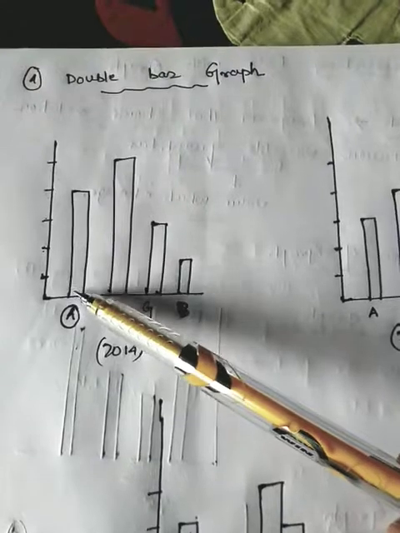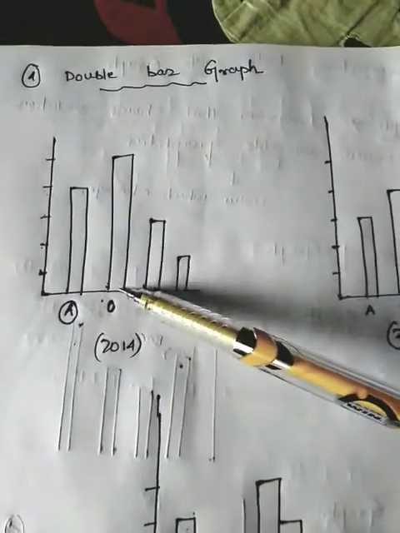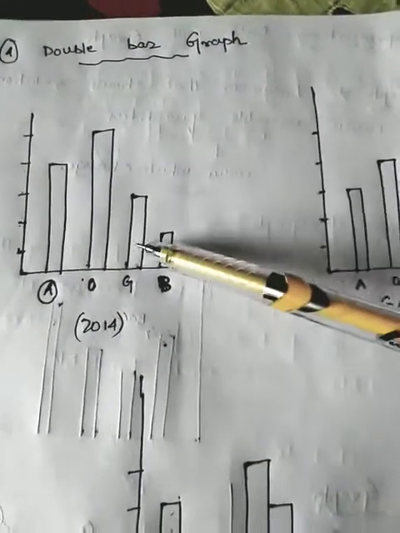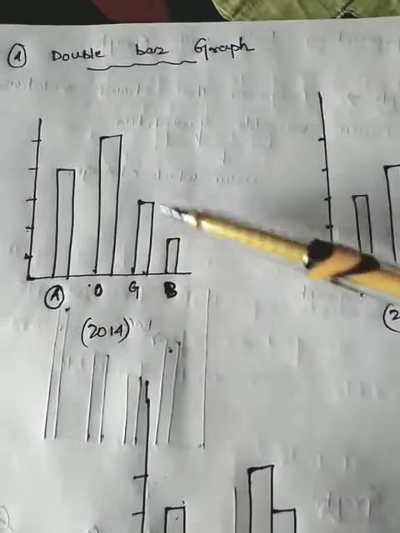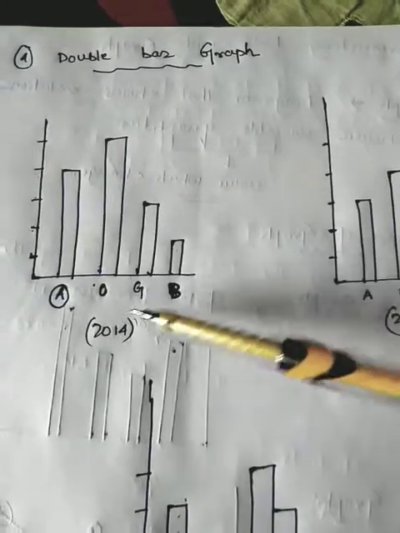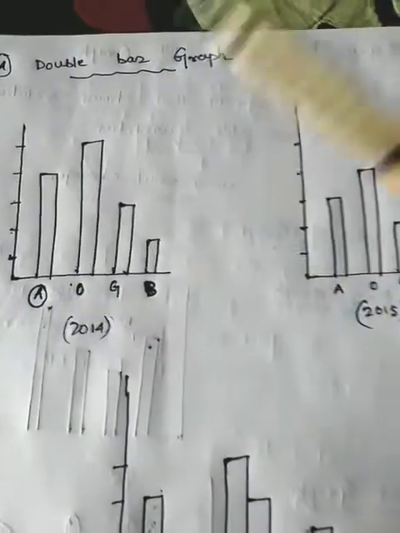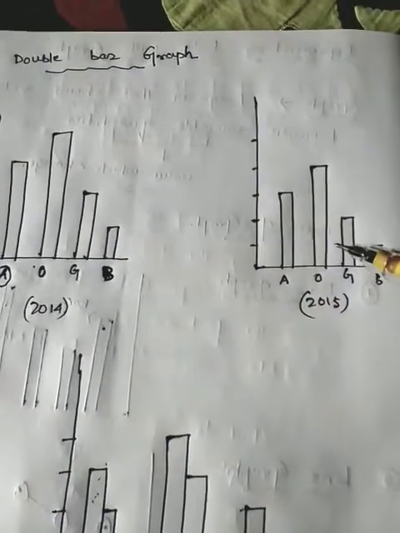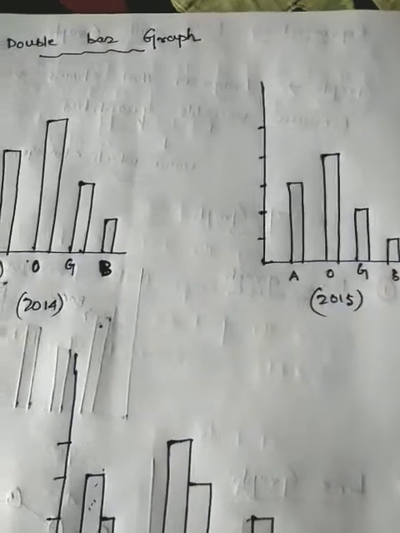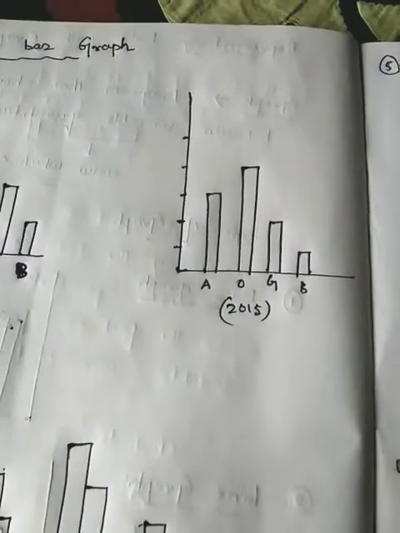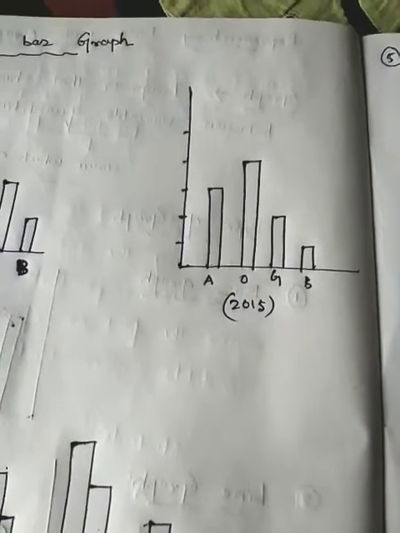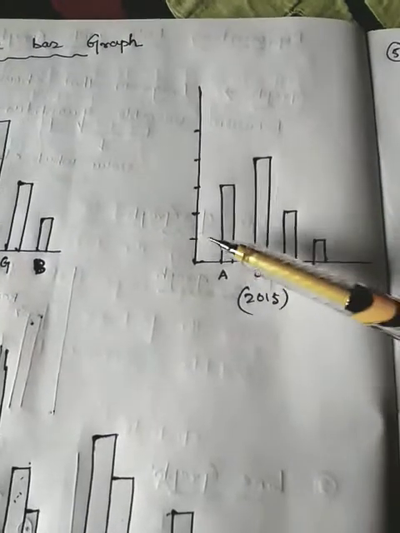So these are the number of students who like apple, these are the number of students who love oranges, these are the number of students who love grapes, and these are the number of students who love banana. This is the reading of 2014. Now, for the same class, the very next year, again, when we went there and collected the data, these were the results.